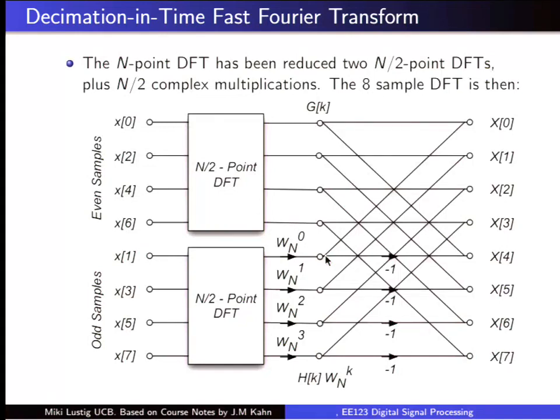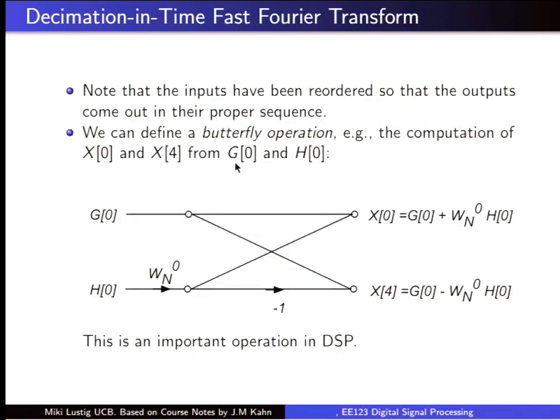Now what's exciting about this is an operation that you'll see over and over again. It's what's called the butterfly operation. If you look at G0 and H0, how they lead to X0, they just add with this twiddle factor, which is a constant. And then to get X4, you need to subtract them.